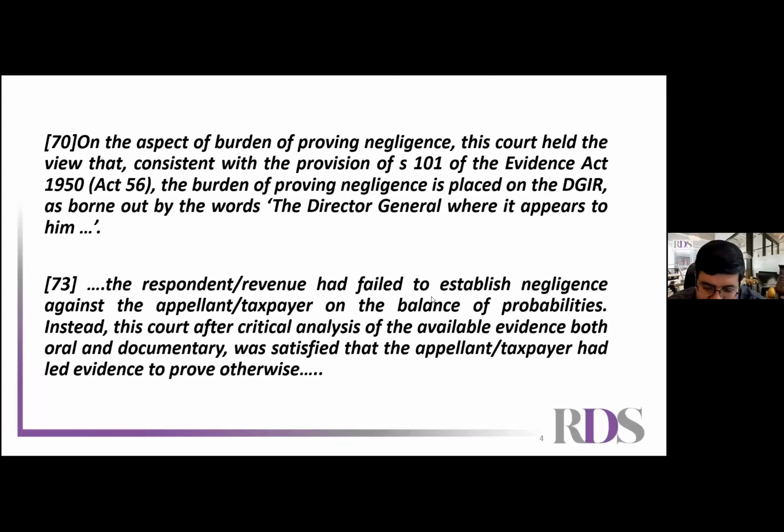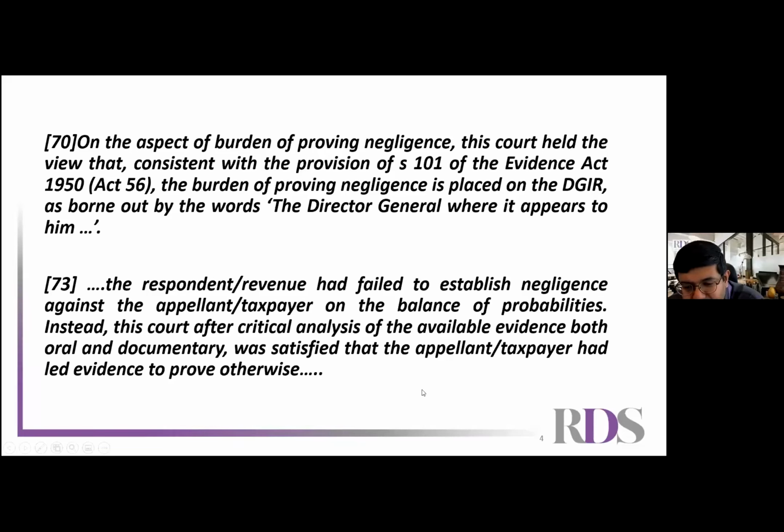So the court then said, applying the definition of negligence, the court found no failure to give any written or oral information whatsoever as required by the law in this case, and therefore the taxpayer cannot be said to have acted negligently.